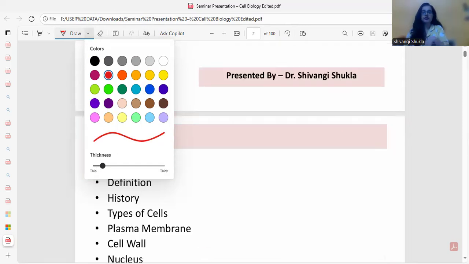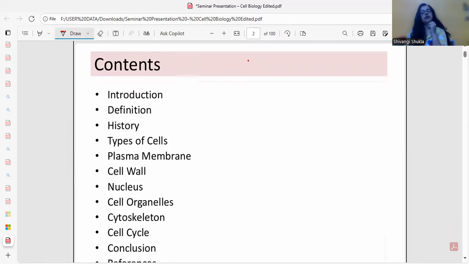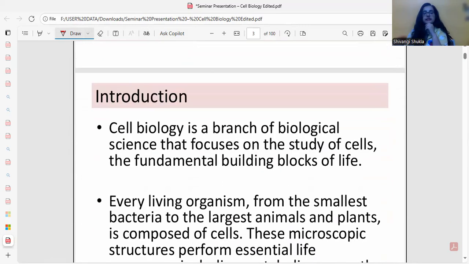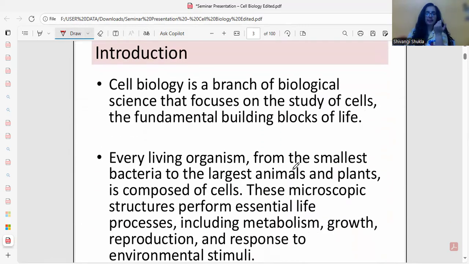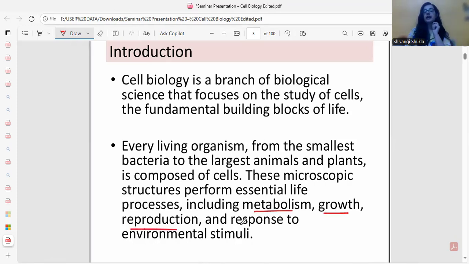So let's start with the first chapter, that is cell biology, or the fundamental units of life. These would be my contents, starting with what is cell biology. It is a branch of biological science that focuses on the study of cells, which are the fundamental building blocks of life. Every living organism, from the smallest bacteria to the largest animals and plants, everything is composed of cells. These microscopic structures perform all the essential life processes, which include metabolism, growth, reproduction, and response to stimuli.